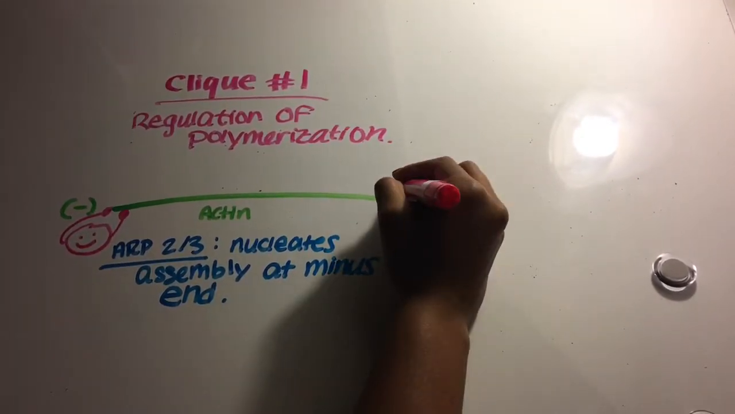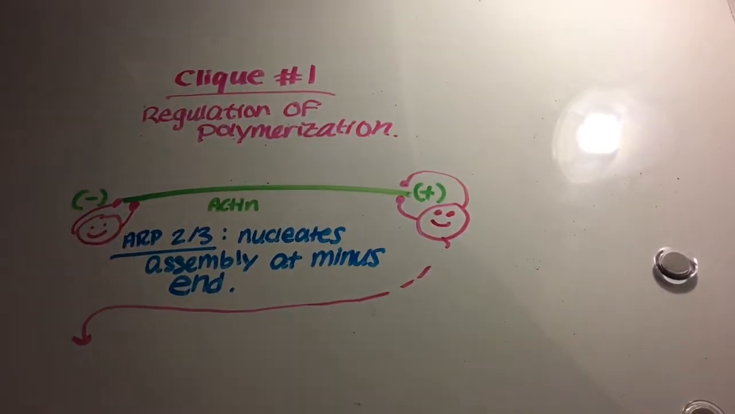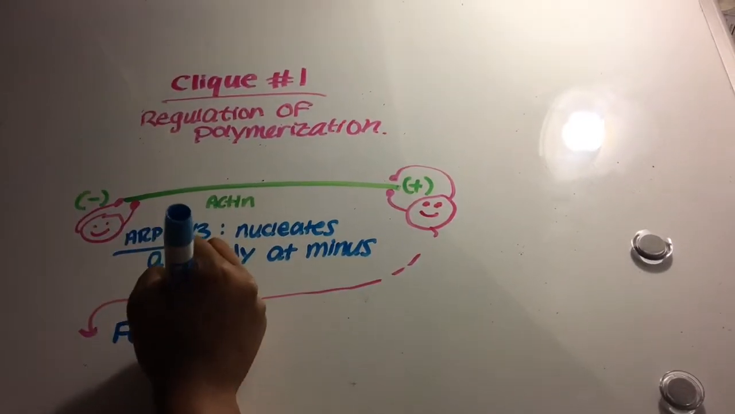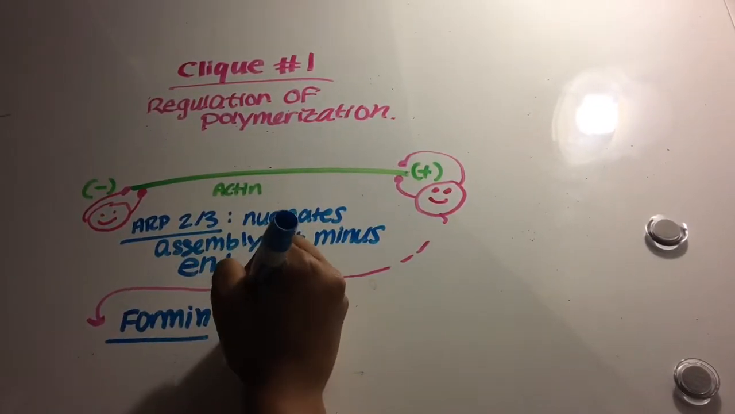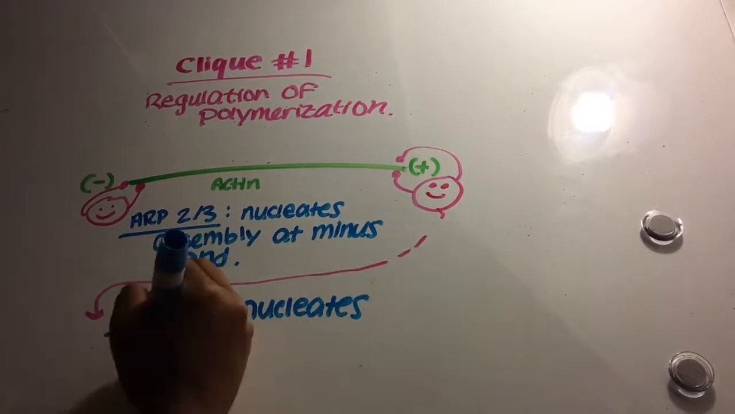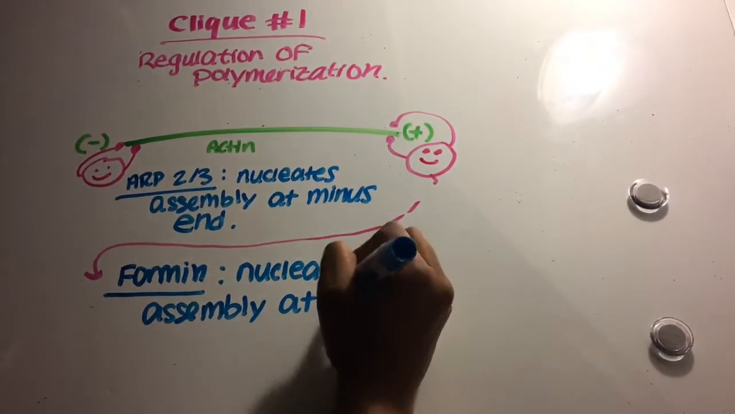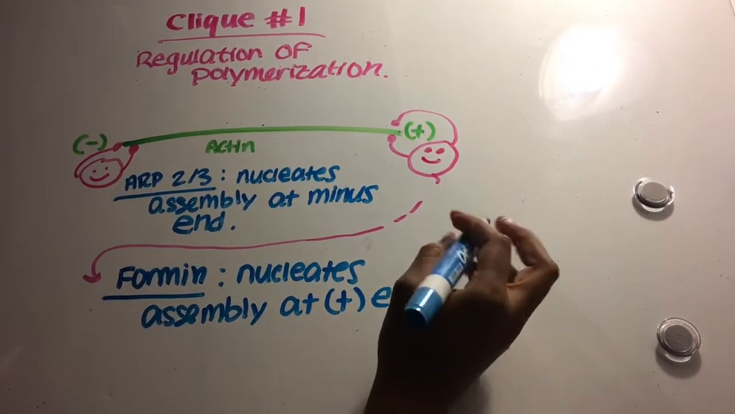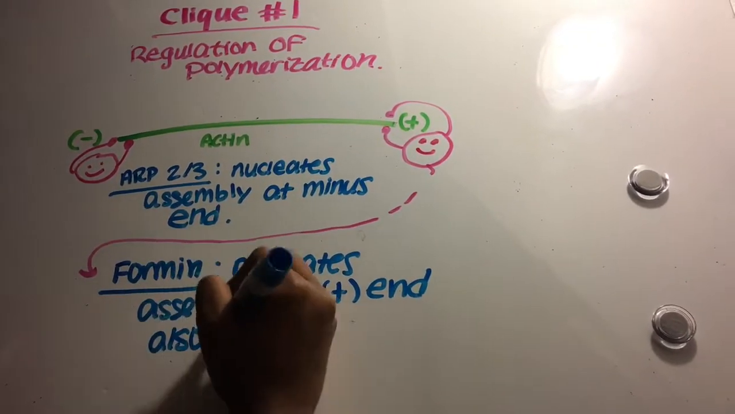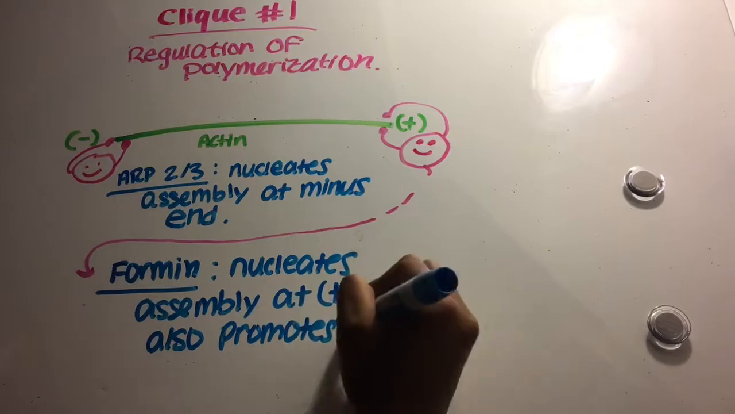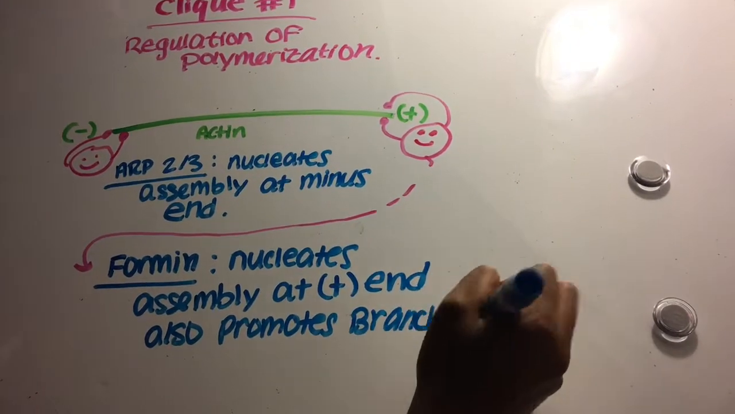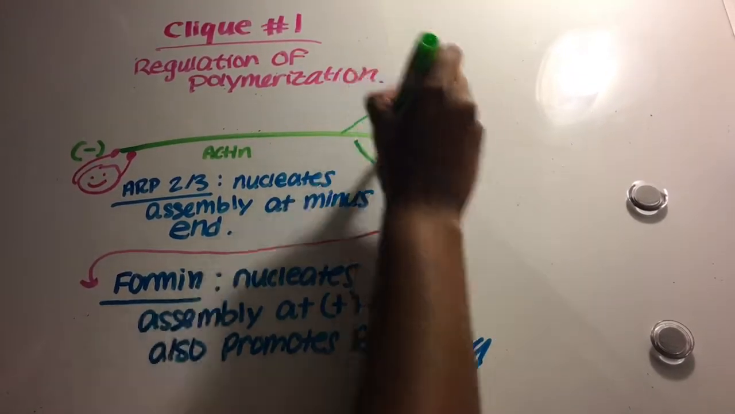On the plus end, now we have formin, which is also going to bind over, and this one is basically going to just remain associated with the plus end and do sort of the same thing, just from the opposite end of the filament. So these guys literally work together in order to show that branching that you see in a lot of microscopy images and such.